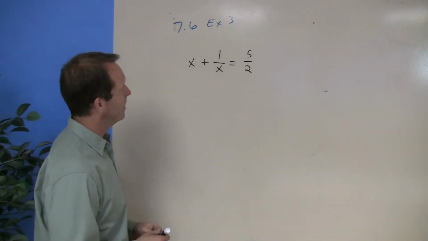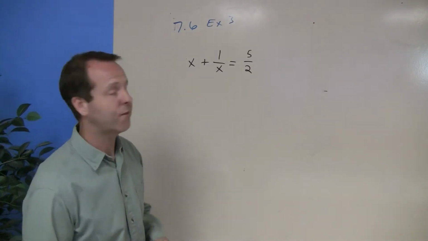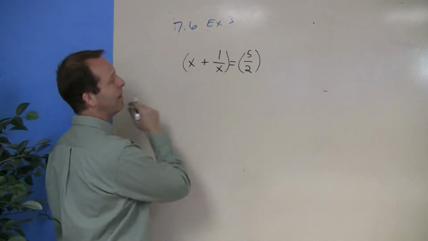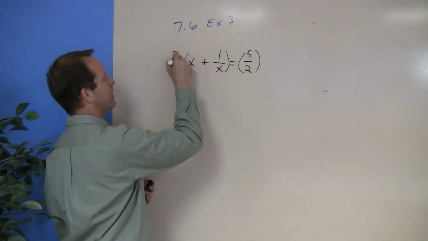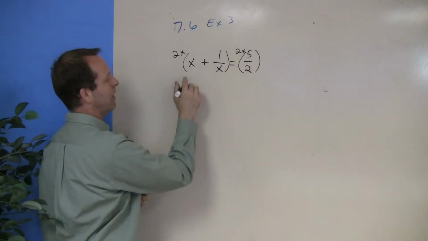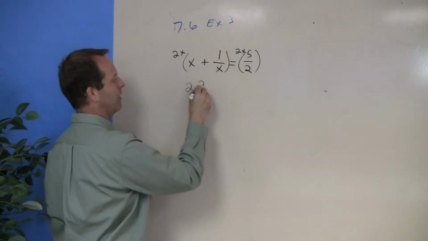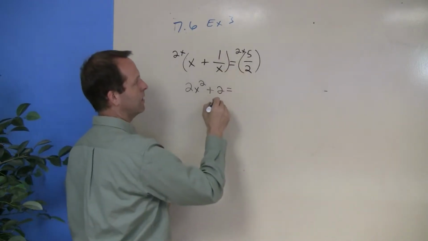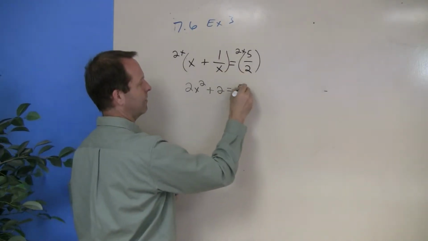Other than that, let's reduce it by eliminating the fractions. So I'm going to multiply both sides of the equation by my lowest common denominator, which in this case is going to be a 2x. 2x times x, 2x squared, plus 2 equals 5x.